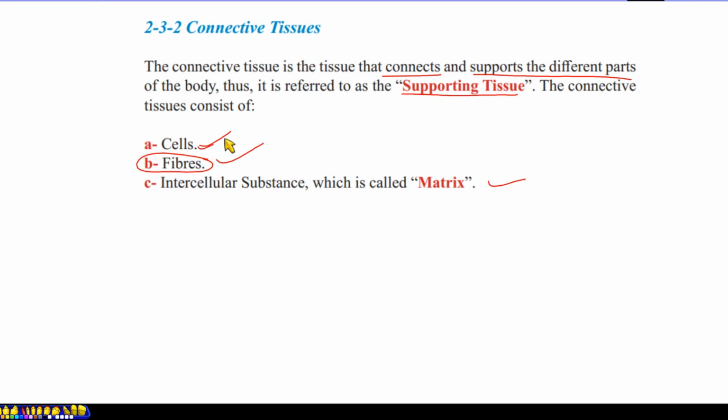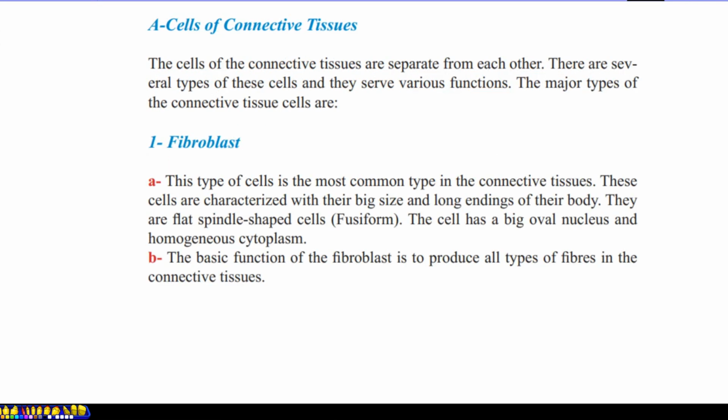We will study the types of cells in connective tissue one by one, then the kinds of fibers in the tissue, and we classify connective tissue according to the physical characteristics of the intercellular substance, which we call the matrix. The cells of connective tissue are different from one another. There are several types of cells with different functions.